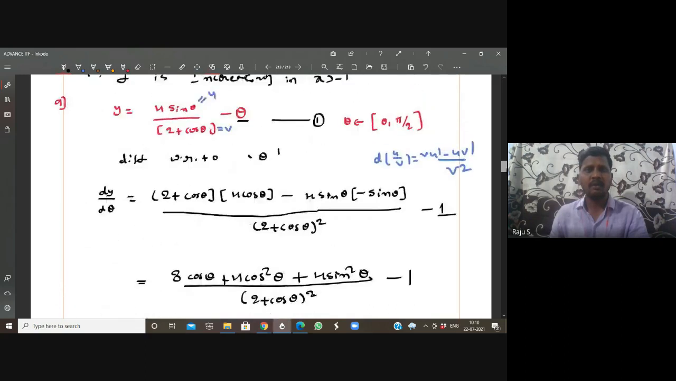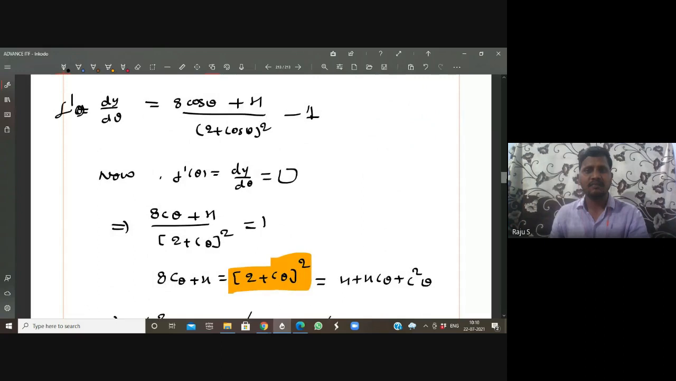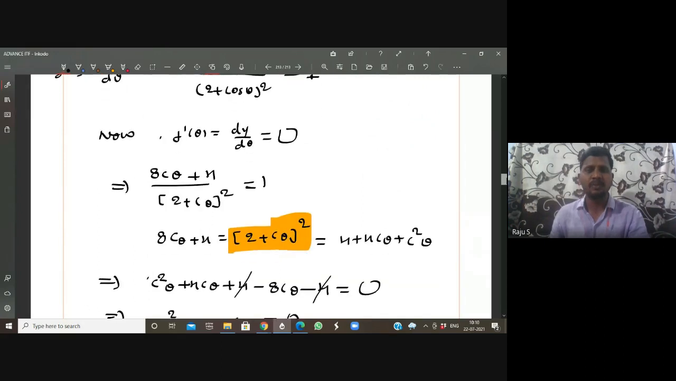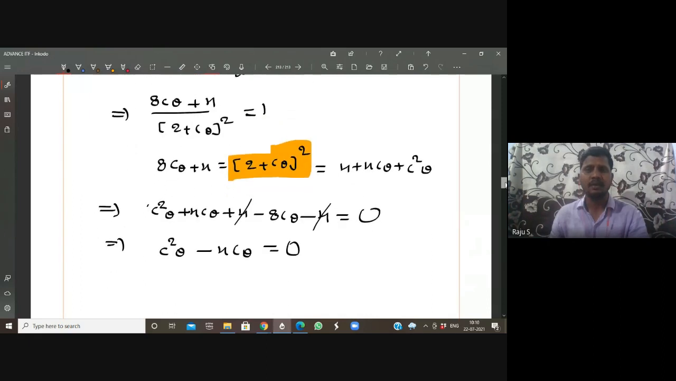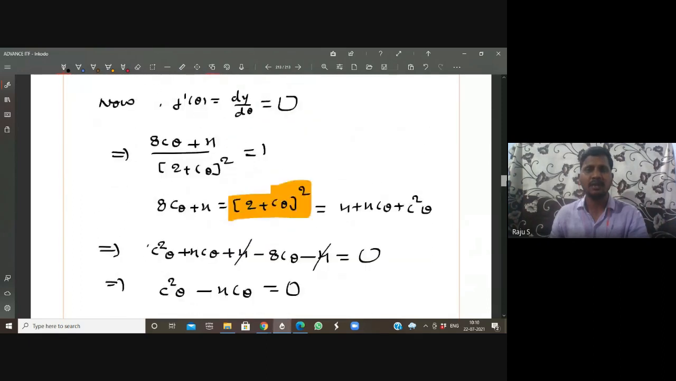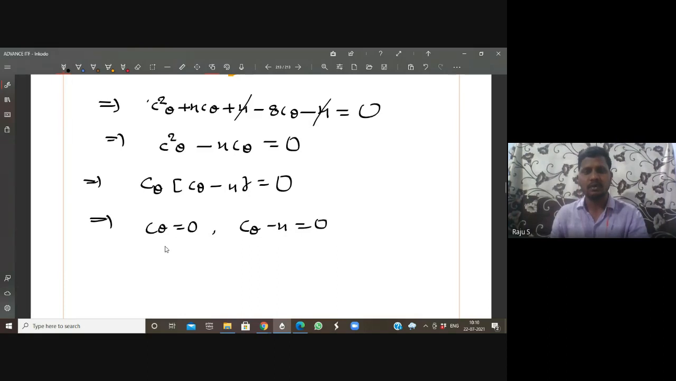So what I have done here is I differentiated with respect to theta. After that, I equated the derivative to 0. So now we are going to get the critical points. To find the critical values, you have to equate to 0. Now, is there any common factor? Yes, cos theta is common. Taking cos theta common: cos theta into cos theta minus 4 is equal to 0, which implies cos theta is equal to 0 or cos theta minus 4 is equal to 0, right?